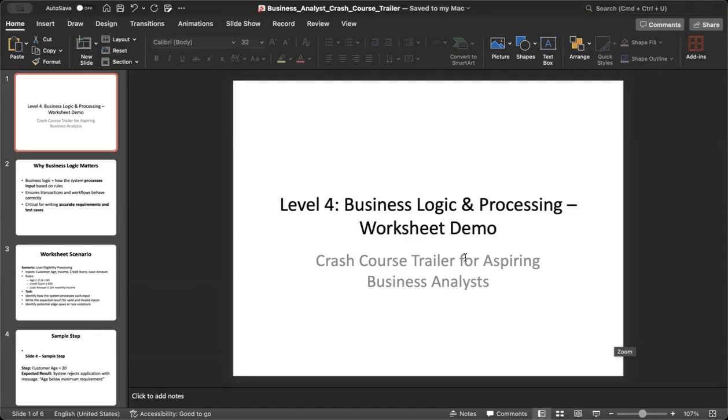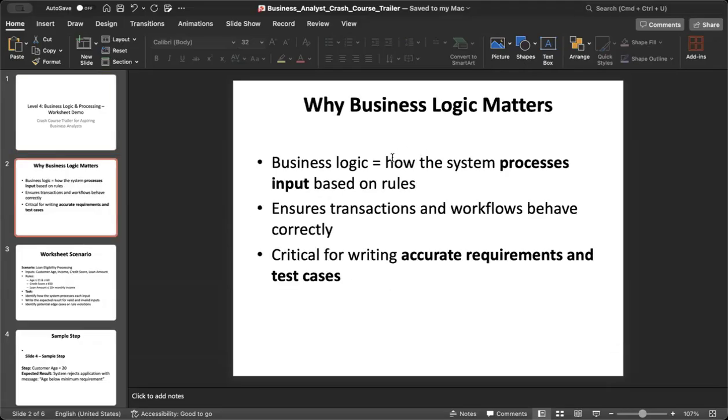So in this level, we focus on business logic and processing. This is where the system decides what to do with the data you provided. So we are instructing the system what to do with the collected information. Understanding the business logic is key to writing accurate requirements, and to building workflows that work in real projects. Okay, so let's understand why this matters.